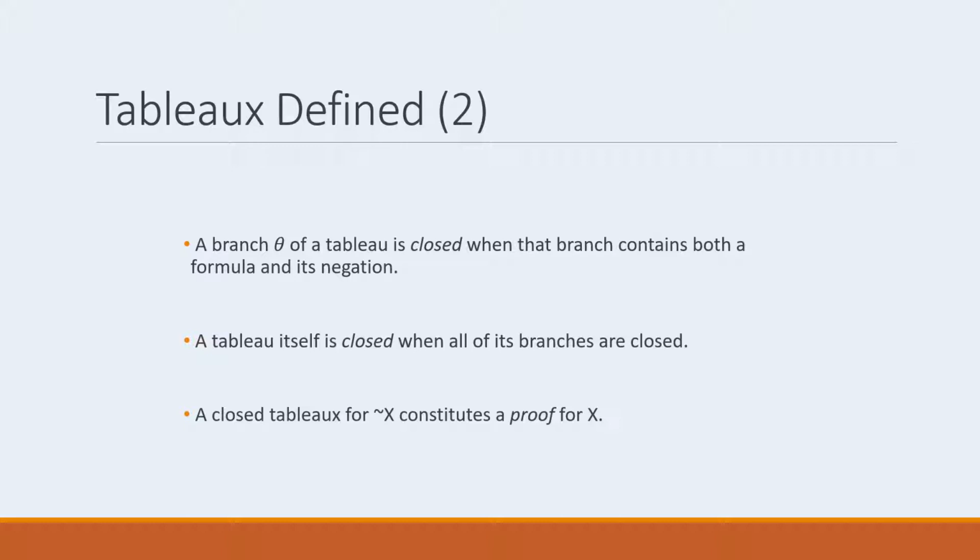A few more words that we use about Tableau. We say a branch theta of a tableau is closed when that branch contains both a formula and its negation. A tableau itself is closed when all of its branches are closed. And a closed tableau for not x constitutes a proof for x. In this way, all proofs by Tableau are really proofs by contradiction. They rest on the assumption that for any x, x or not x is true.